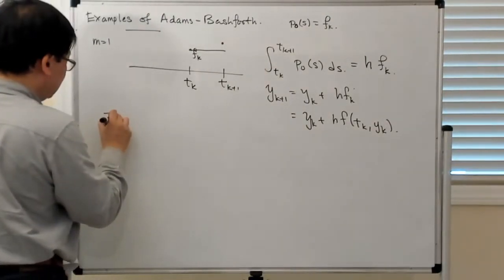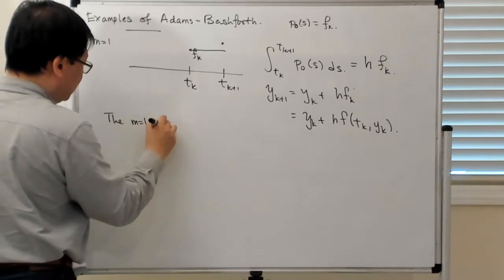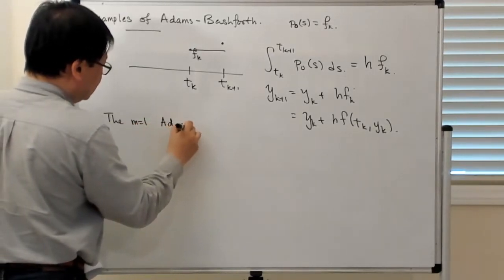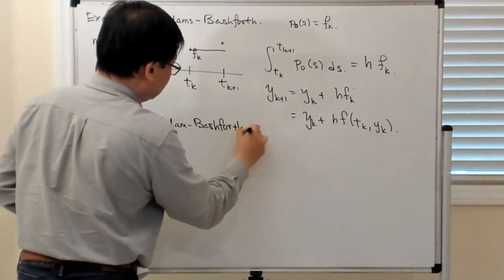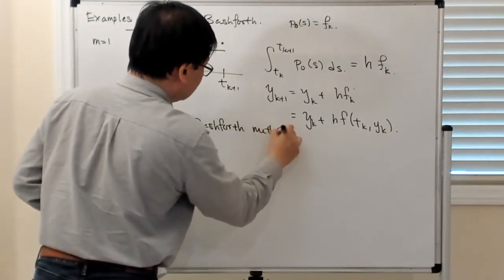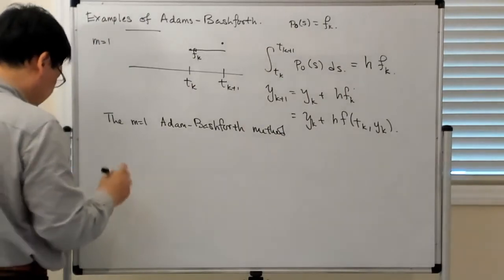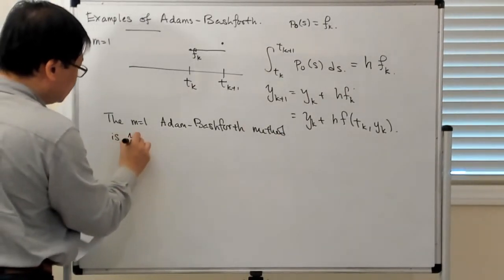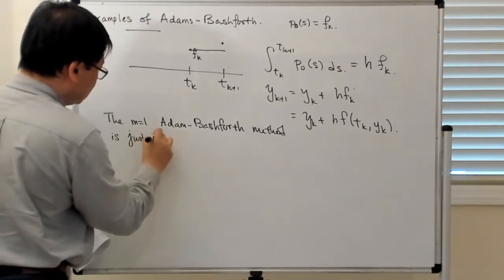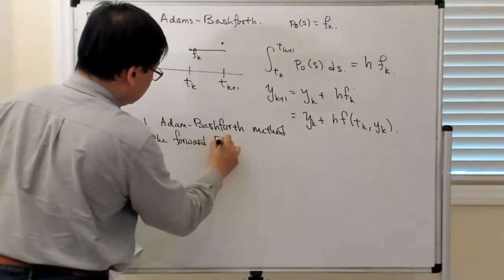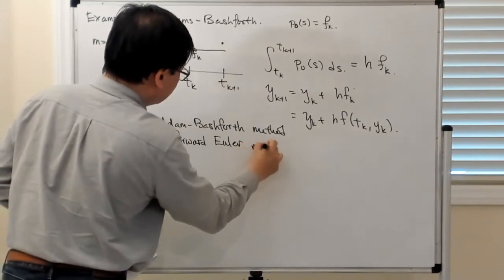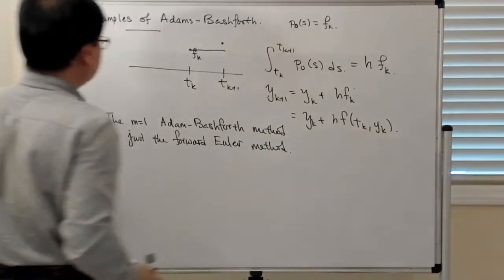So the m equals 1 Adams-Bashforth method is just the forward Euler method. Okay. All right, so that's not so hard.